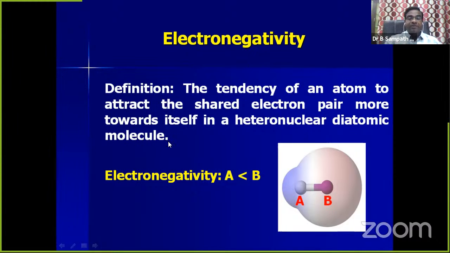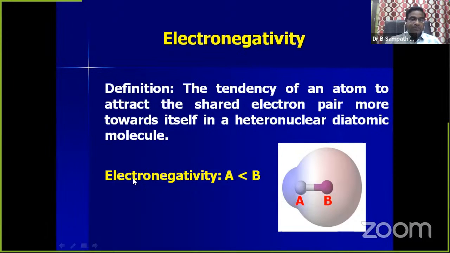In the case of IP values or EA values, the electron is removed or added. But here, this is about the shared electrons, which already participate in the chemical bond. So we are talking about that electron pair. The tendency of an atom to attract the shared electron pair more towards itself is called its electronegativity.